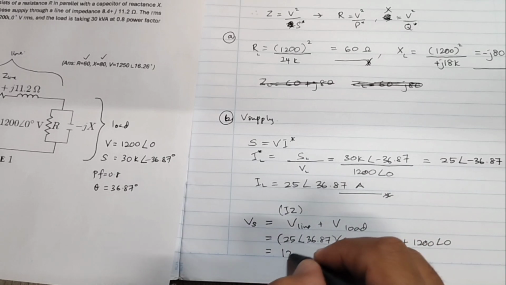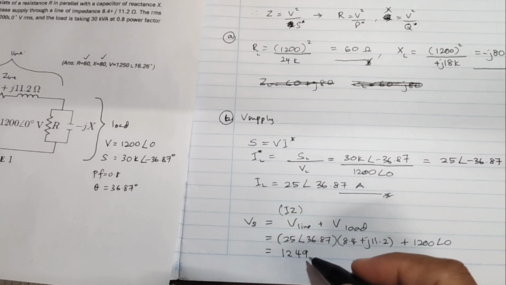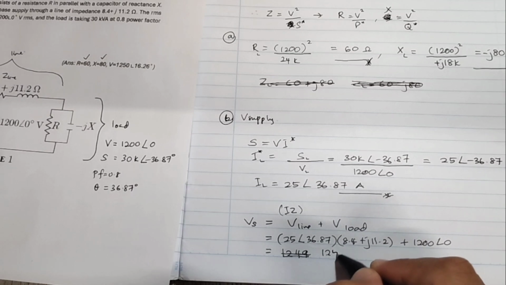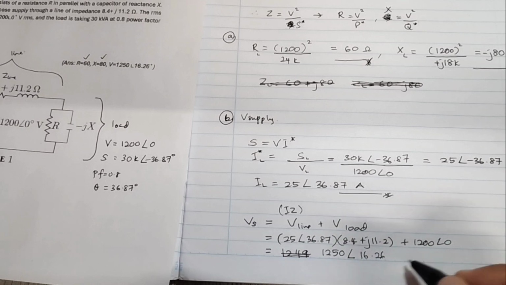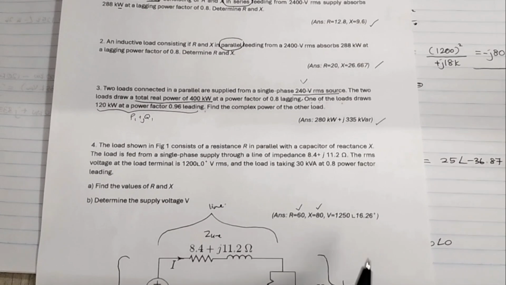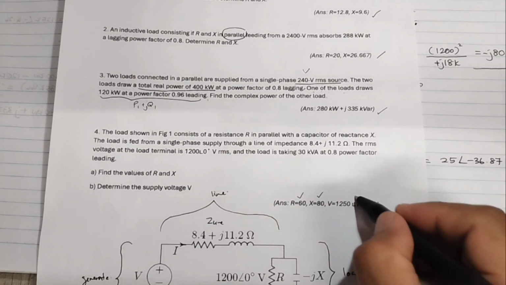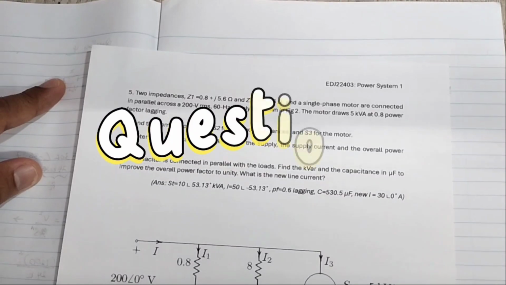Okay, total V supply adalah 1250 sudut 49.99, saya gunakan 1250. So 16.26 volt V supply. Okay, so jawapan dia, ni dapat 1250 sudut 16. So dapat. Okay, settle question number.